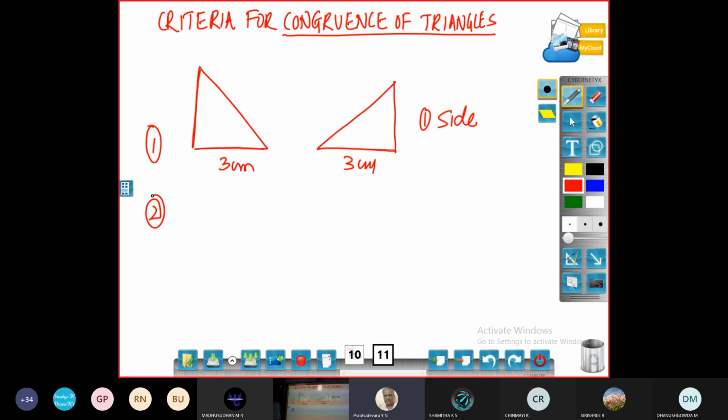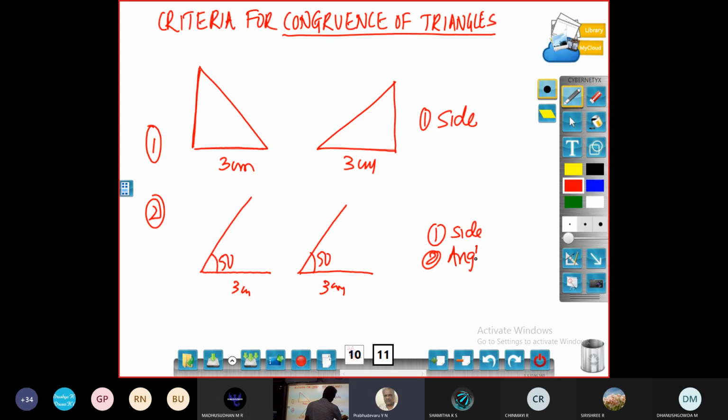Instead of one pair of sides, I will take one side and one angle equal. Now first I will take a 3 centimeter line segment. So one pair of sides are equal. Then I am going to construct one angle here, an angle of 50 degree. And then again another one here also 50 degree. See, I made 2 parts equal. So one pair of sides, one pair of angles I made equal.